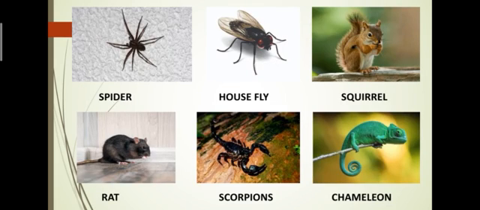In this picture, you are able to see the pictures of spider, housefly, squirrel, rat, scorpion, and the last, chameleon. They are the examples of animals who adapted to live around us.